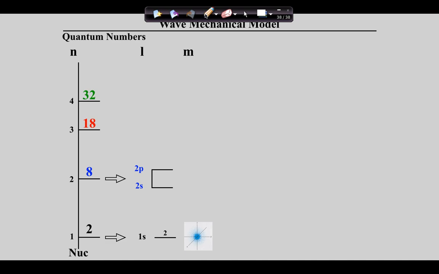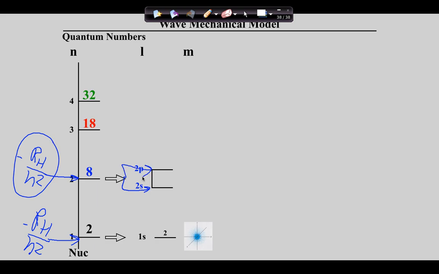So we could come along and we can go negative R sub H divided by n squared, and we can figure out the energy of that. But guys, when we do that, is that the energy of the S or the P sublevel? And the answer is neither. The S is a little bit lower than this value, and the P is a little bit higher than that value. It's not truly an average.